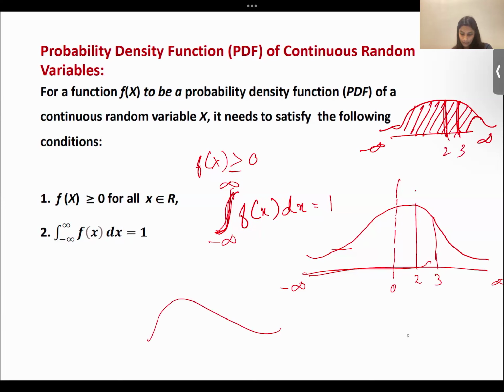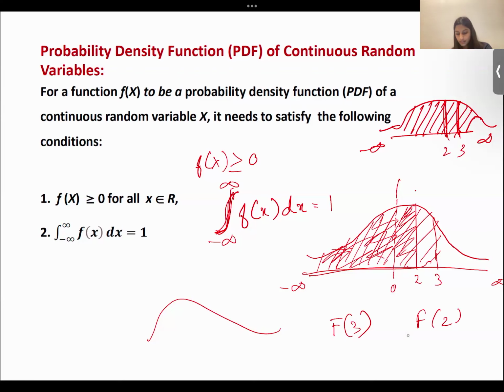So first you'll have to calculate the function at f of 3. So this would give you the area here. And then you calculate f of 2. So this would give you all these values here. So when you subtract this, f of 3 minus f of 2, you will get the value ranging between 2 and 3. So this is the basic idea of the CDF and how you could compute the probability at any given point of this curve.